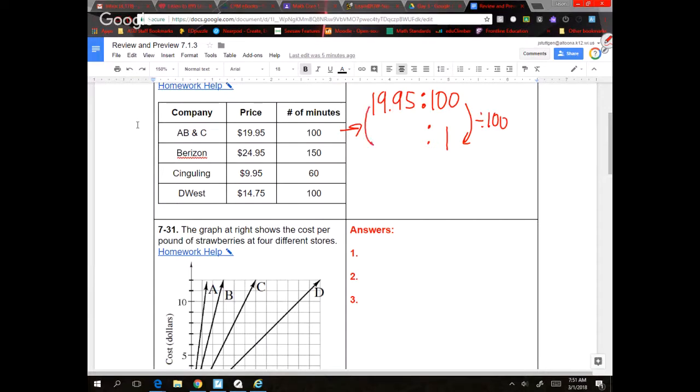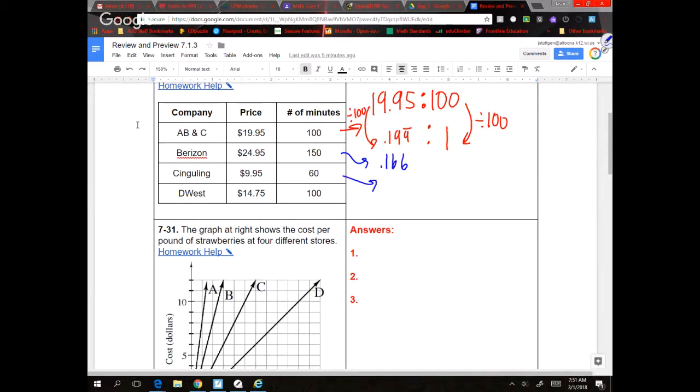So I have to do the same to the dollar amount, $19.95. When you do that, you should get 0.199 repeating, also known as 19 cents or 19.9 cents. The rest of these here are done the exact same way. In this case, you take $24.95 and divide it by 150, but the answer should be 0.166.